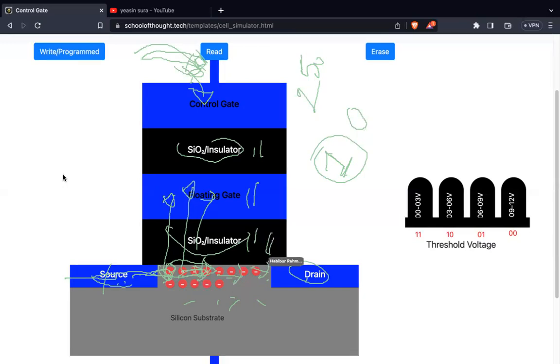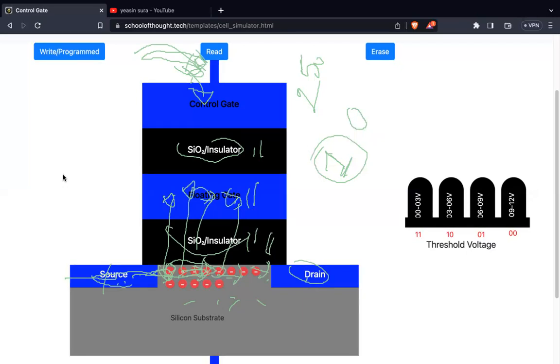So to break this barrier and take those electrons to the floating gate, we need to apply a high voltage. The important fact here is that even if we disconnect the current source from this transistor, it will still store those electrons that came here. So we can say it will be in the same state.